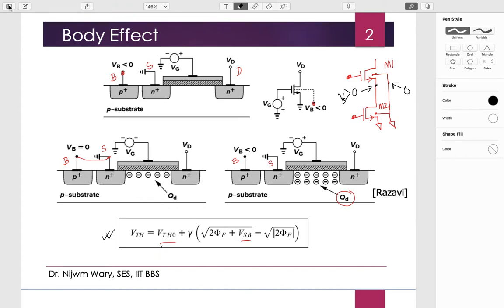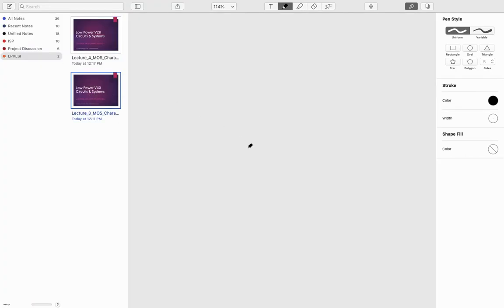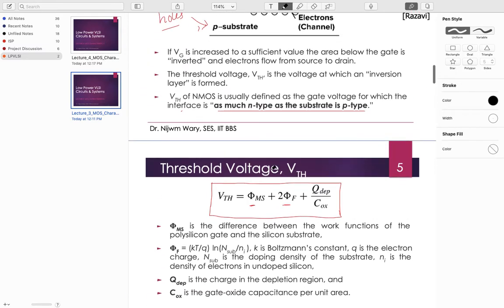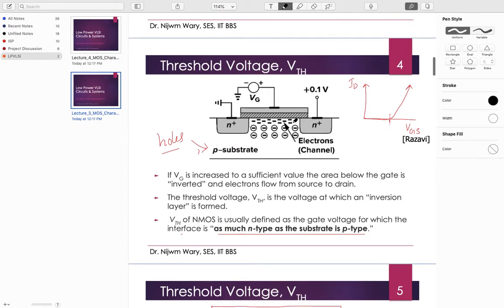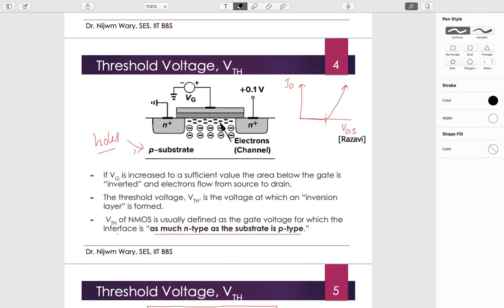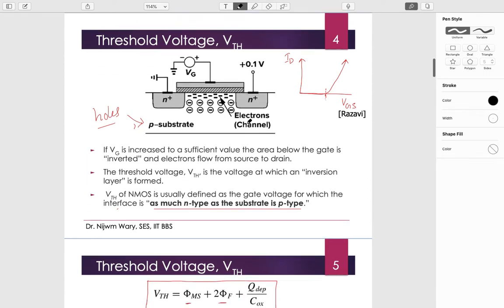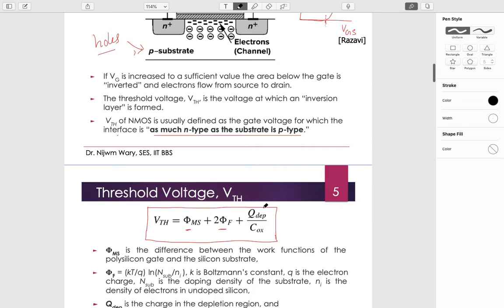If we go to the previous discussion, we need to create this channel, right? These are depletion charges. These are not responsible for carrying the current. So we need to invert the channel so that we have free electrons for the movement of the current, and that's why we have this equation, where the depletion region charges are responsible for the threshold voltage. It comes into the picture. Okay, I hope it's clear now. Yes, sir. Thank you.